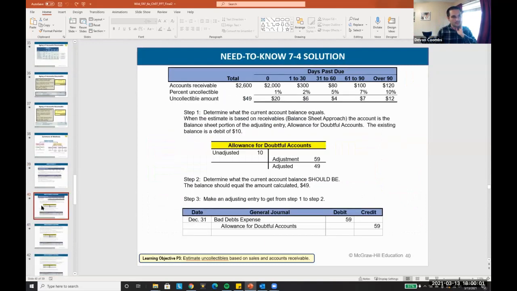And then this is kind of the math behind it. So this is what you get on a quiz. You have your accounts receivable here, your percents uncollectible, all this will be given. And then you'll have to determine the uncollected amount. Easy, just do the math, multiply it out. You sum this to get your 49. And then our journal entries will be based off of this. So we'd have to make sure we do a T account. Our unadjusted is a debit of 10, they said. We know it should be 49. So our journal entry will be the 59 to true it up. And that would be our debit bad debt expense, credit allowance for doubtful accounts.